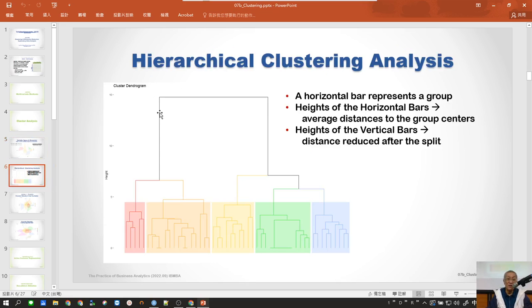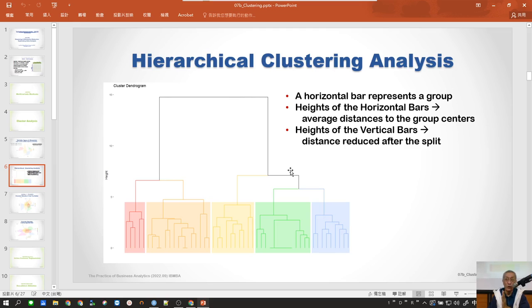So if I treat all of the data points as the same group, then the average distance to the group center is actually longer. If I divide them into two groups, as you can see, the distance to the center is reduced very significantly. You see that, right? This is when I do not divide.